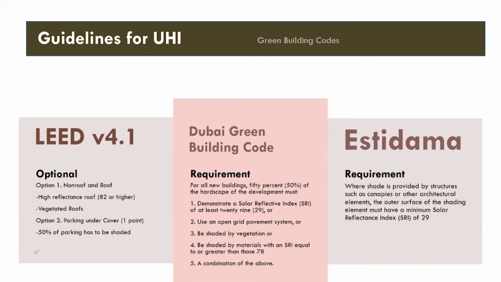The Dubai Green Building Code says that for all new buildings, 50% of the hardscape should demonstrate a solar reflective index of at least 29. An open grid pavement system should have shading by vegetation, or shade by materials with an SRI equal to or greater than 78, or a combination of both, whether it is LEED certification or the UAE's Estidama. It's important that architectural elements for shading, for parking spaces, for reflectance ratios, and vegetation are followed. Otherwise, it won't have a holistic approach to combat and mitigate UHI.